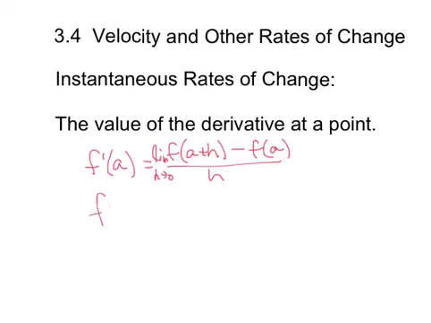Well, now we have a shortcut for finding the derivative, and then we can plug a through the derivative, and that's going to tell us the instantaneous rate of change. It's the value of the derivative at a point. So if they ever ask you for the instantaneous rate of change, you can just find the derivative and then plug a right through it.